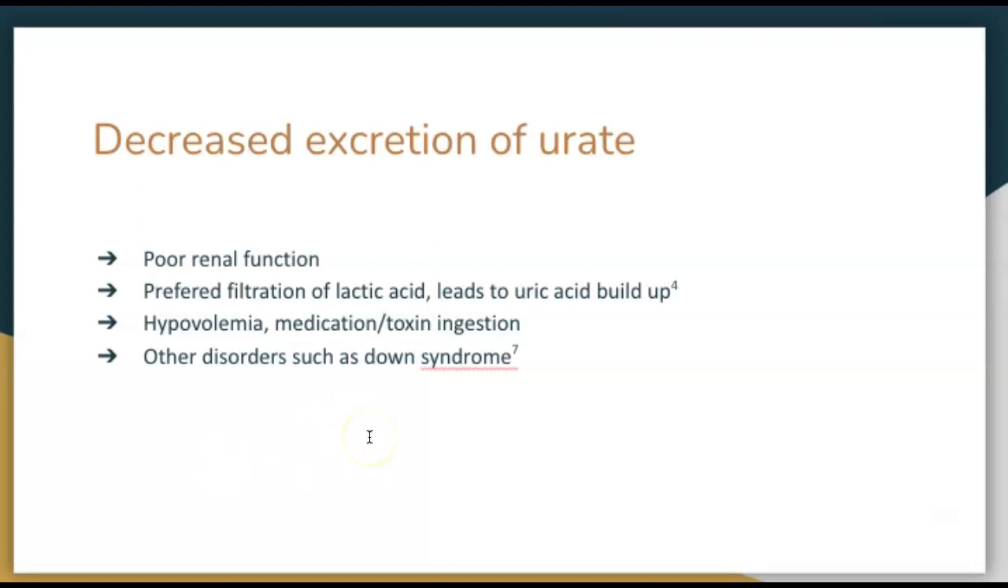We also see occasionally that when people have acidotic states like lactic acidosis, the body prefers to filter the lactic acid and that ends up building up the uric acid. That could be a case, probably less likely with this man knowing his dietary intake, but we'll get back to that. And then my research showed other disorders such as Down syndrome, and then acute states of hypovolemia and overdoses or medication ingestions can also lead to decreased excretion and therefore buildup of urate in the system.